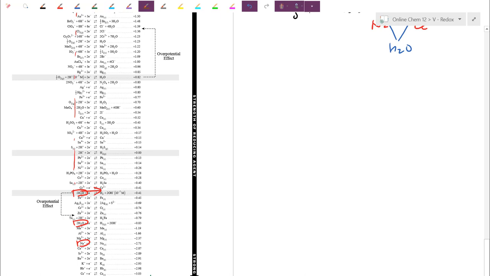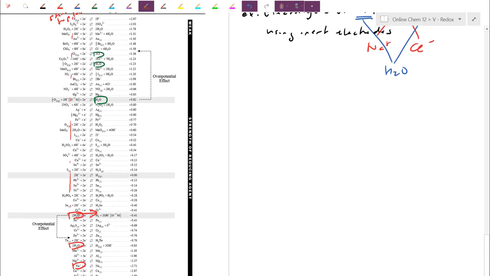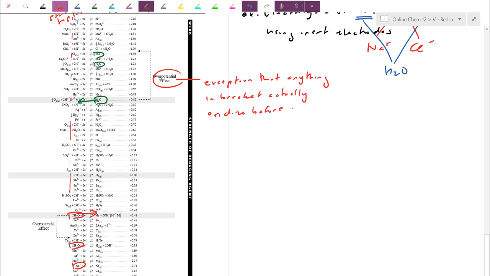What I want to show you as an exception here is this overpotential effect. On the right-hand side, we do run into water. We run into Cl minus. We run into water as well, right? If I was doing this to the letter, water should actually oxidize because it was lower then. This overpotential here is actually an exception. It's an exception that any species in the bracket on this side here, for oxidation, actually oxidizes before water. And this is just an experimental finding.